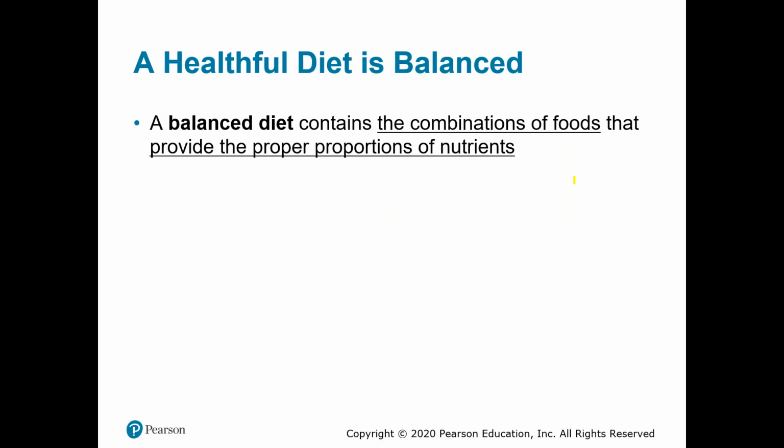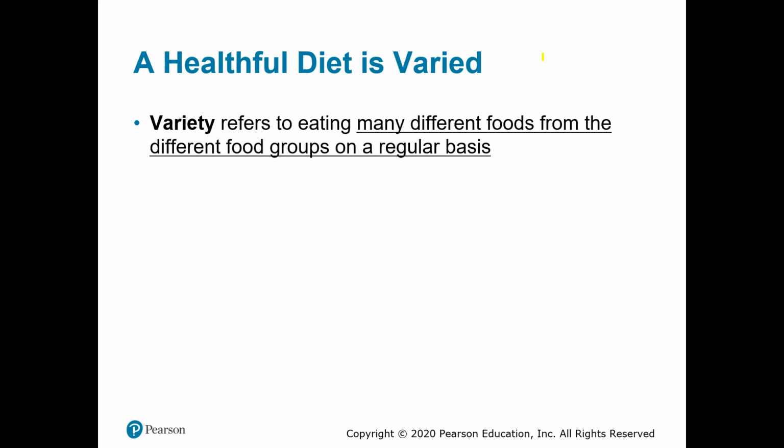So balance just means you're getting enough of each different food group, and again, not too much of one thing or the other. And then variety means, as it would imply, you're getting a variety of different food groups. So again, eating across the various food groups. Obviously, there's a bit of overlap with some of these different terms.